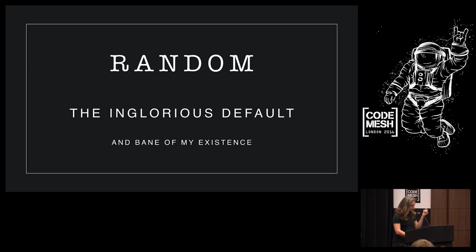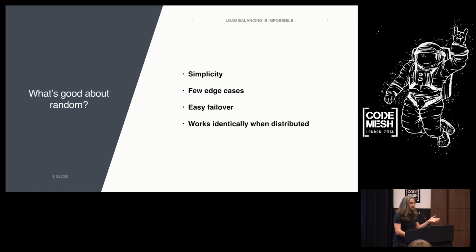So the good thing about random is that it actually solves those first two cases really beautifully, right? It's simple. There are very few edge cases. You can do failover really, really easily. If you want to add a new server to your random load balancer, you just add it in, and it starts randomly getting traffic, and that's great, right? It also works identically when you have multiple load balancers. If you have two load balancers doing random, it's still random. It's the same thing, right? Super simple.